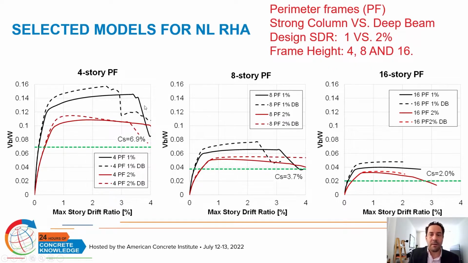So here on the pushover curves, you can see that the dashed lines are the deep beam models, and it is easy to notice that those with 2% drift ratio are weaker than the others, and there is a limited ductility capacity for those with deep beams.